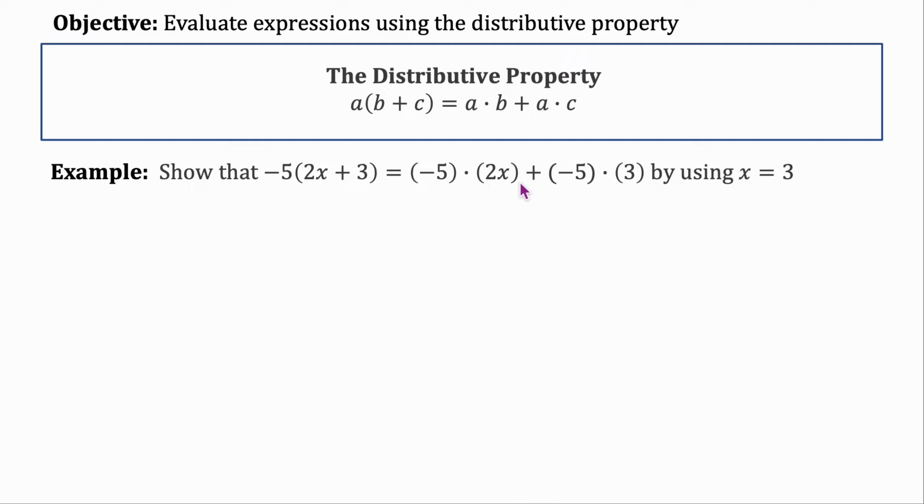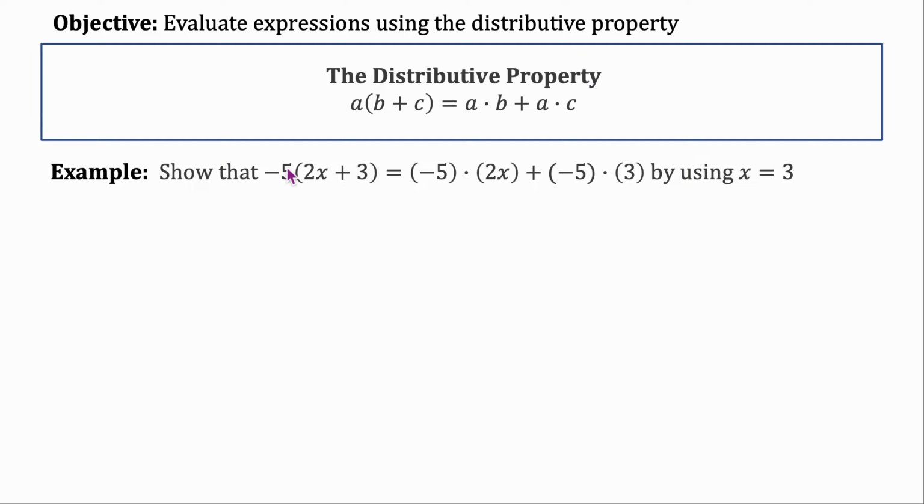So we've got these two quantities. We have this original expression that has -5 in front of our parentheses. We want to show that that is equal to -5 times the first term, 2x, plus -5 times our last term, 3. And we can use a value, any value. I picked 3, but we can use a value to substitute into both sides independently, and we'll show that we're going to get the same thing, that they're indeed equal.